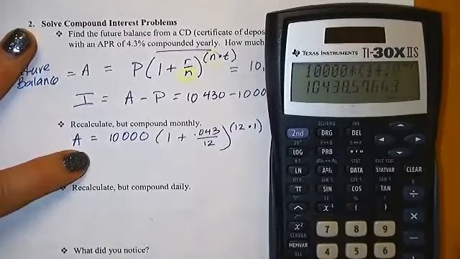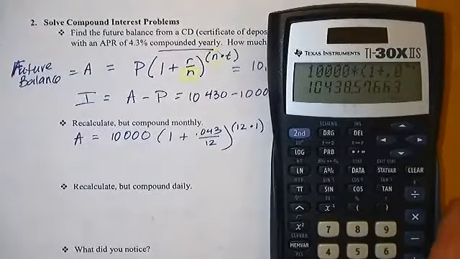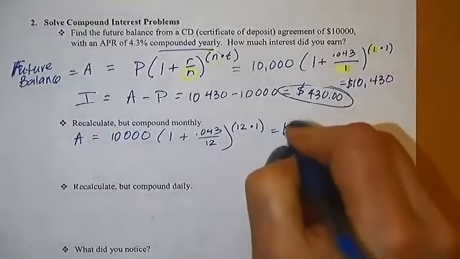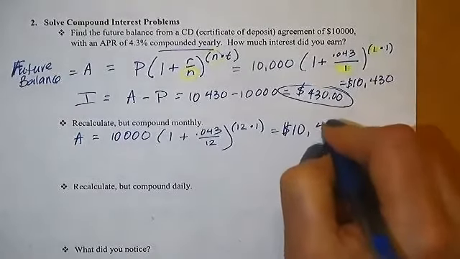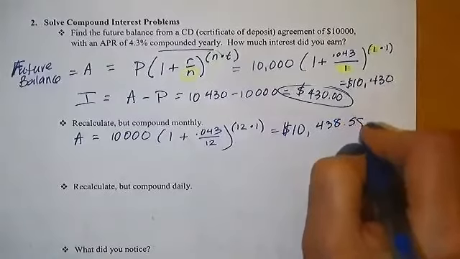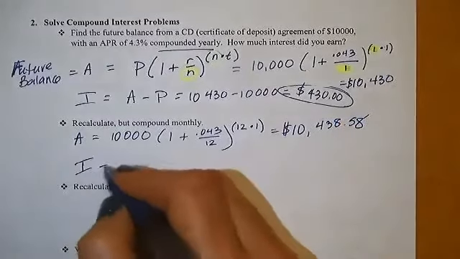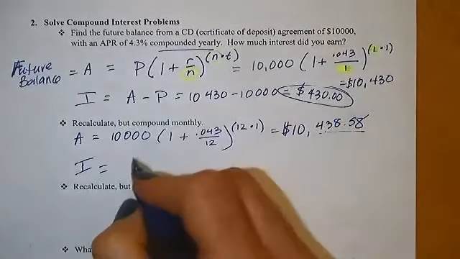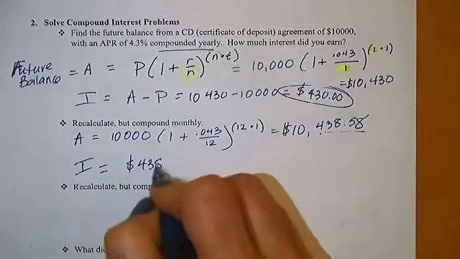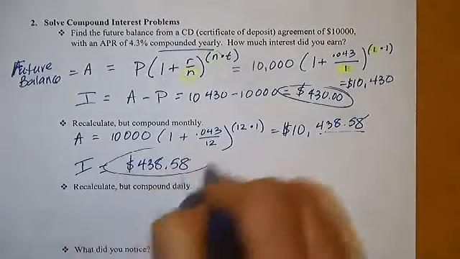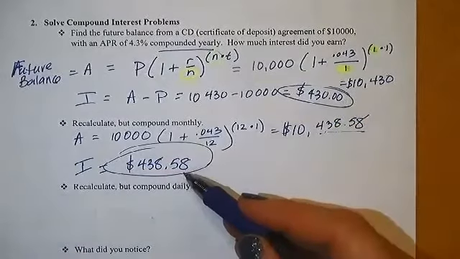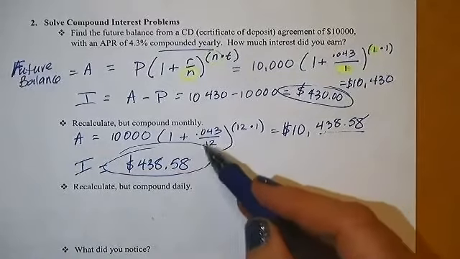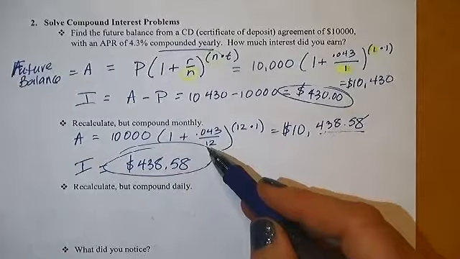So you see, we're going to have $10,438.58. So the amount of interest I earned is obviously going to be just the $438.58. So you can see the difference in the interest. I earned $8 additional interest because I'm compounding more often during the year.